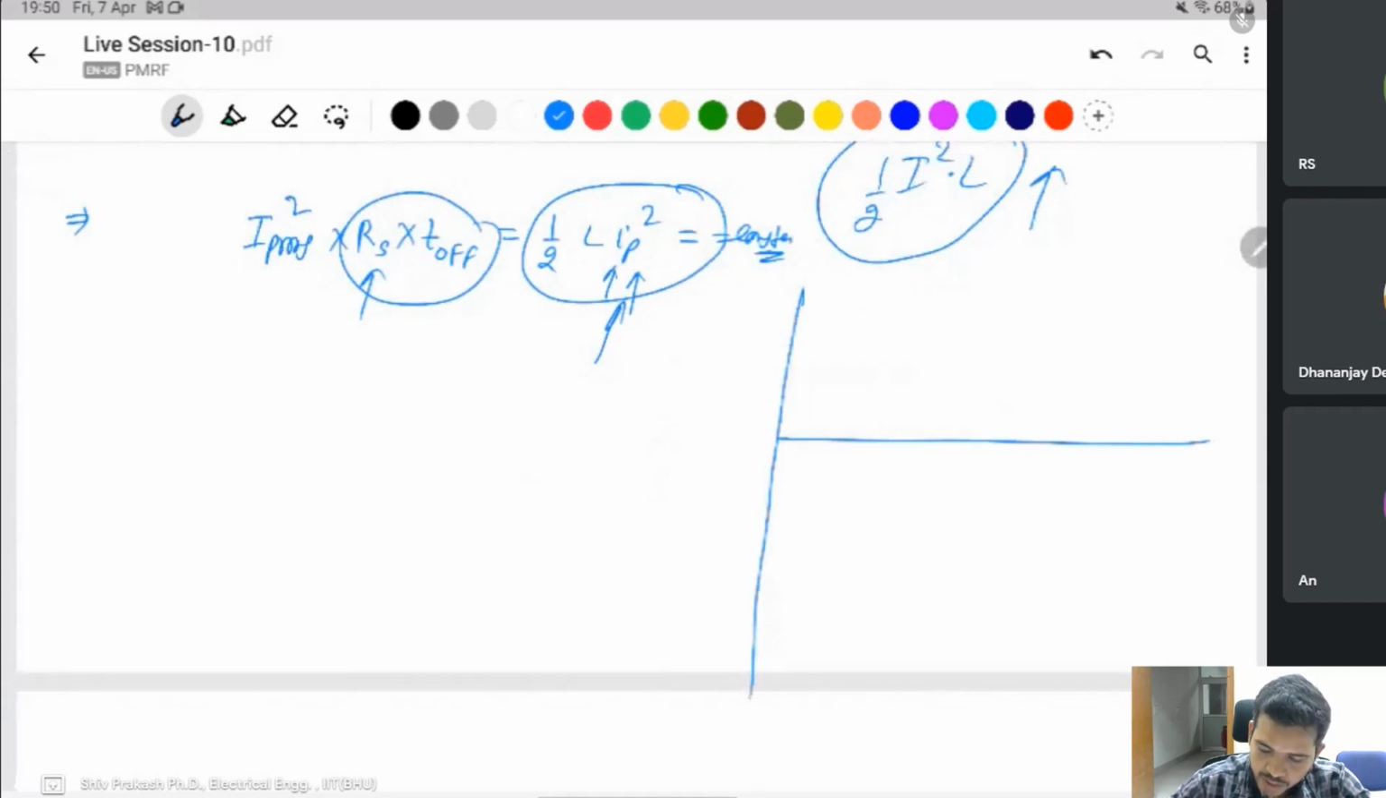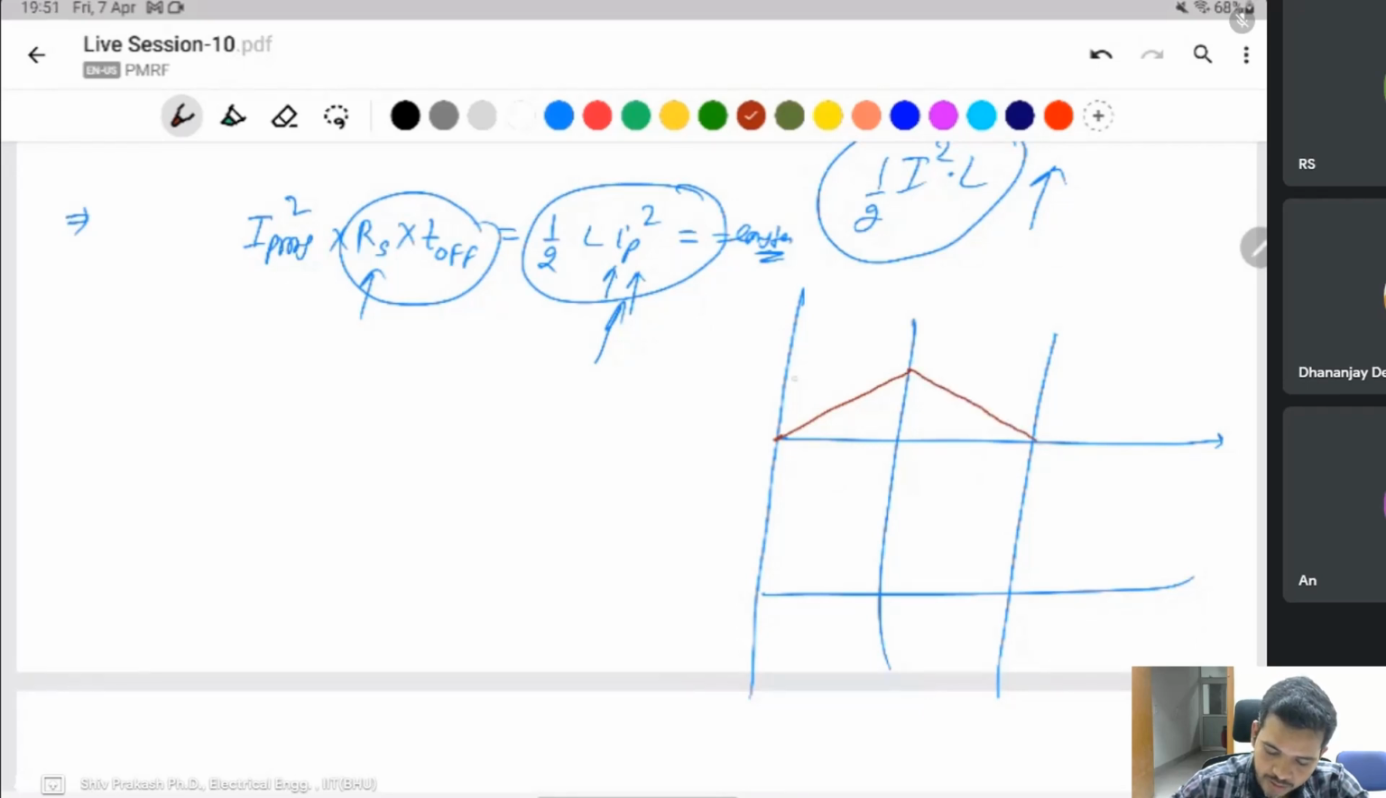If you take the maximum value, the peak value IP is given when the switch is on, that is the T on time, and this one is the T off time.